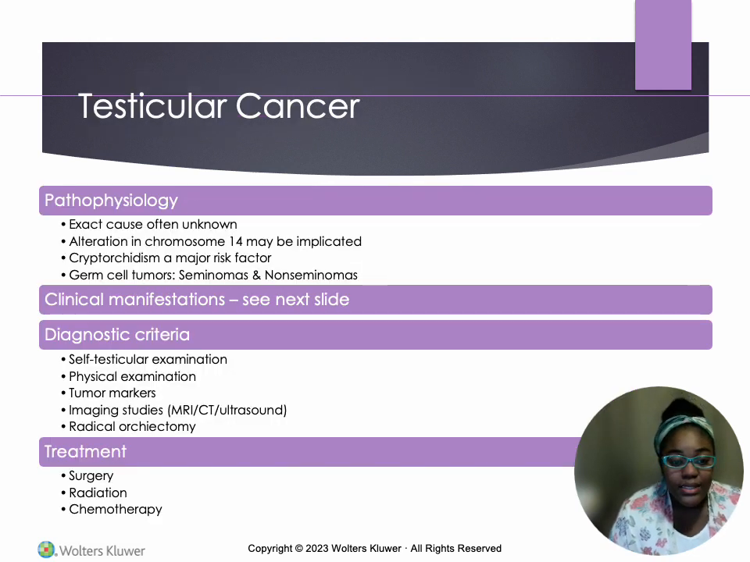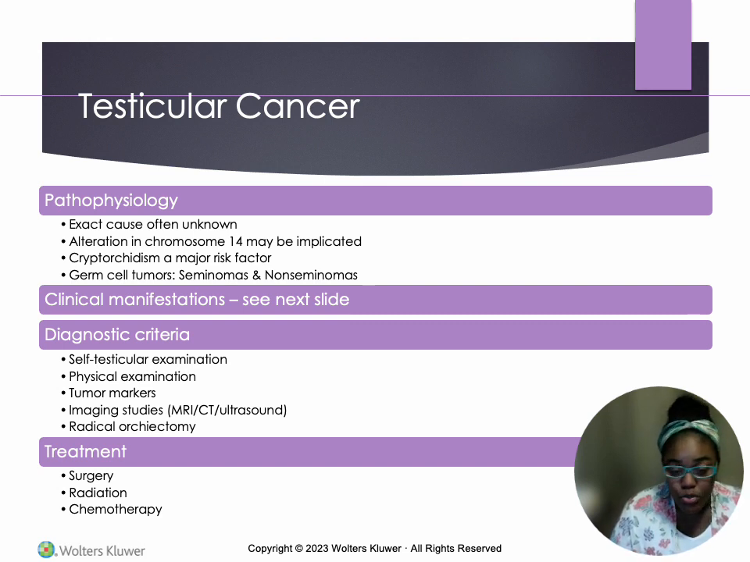So the next one is testicular cancer, and this has an idiopathic cause. The cause is often unknown, but they do look at chromosome 14, and that may be one of the biggest implicators, but it's not been proven yet. And you'll see germ cell tumors such as seminomas or non-seminomas. As far as your diagnostic criteria, you have self-testicular exam, so that's where you're palpating yourself to see if there's any abnormalities. This is very similar to a breast exam.